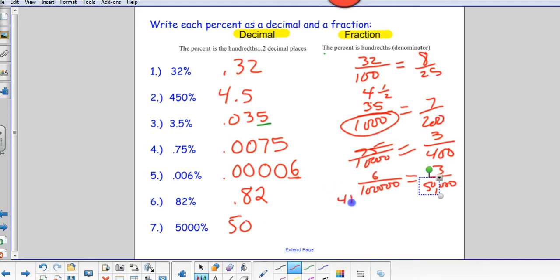82% is 82 over 100. It's 41/50ths. And 50, whole number, is 50. Ta-da!